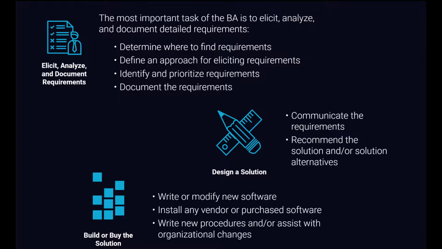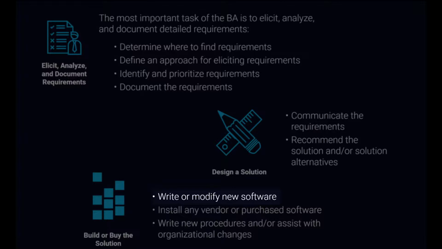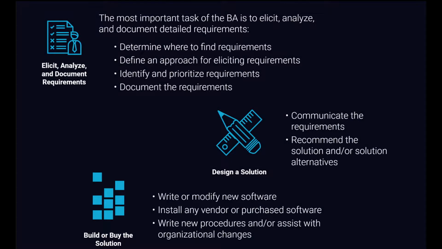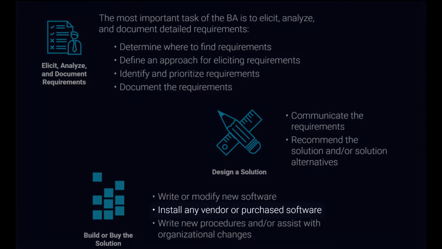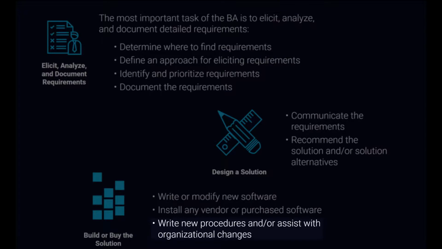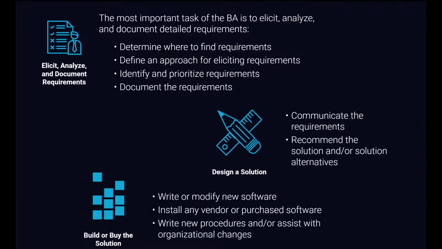During the build of the solution or buying of the solution, there is writing new or modified software. So if we're going to build the solution, then obviously some code has to be written in order to do that, right? And installing any vendor or purchased software, and then writing new procedures and assisting with organizational changes. So you as a BA may come into play in that third bullet point there with the writing new procedures and assisting with organizational changes. I have sometimes actually delivered training. I've also helped to create training documentation, job aids, things like that in my role as a BA.